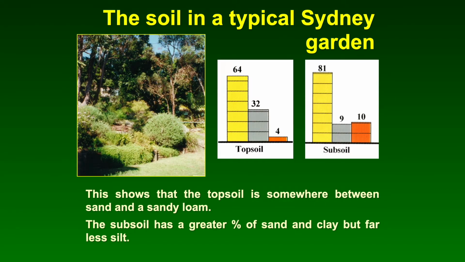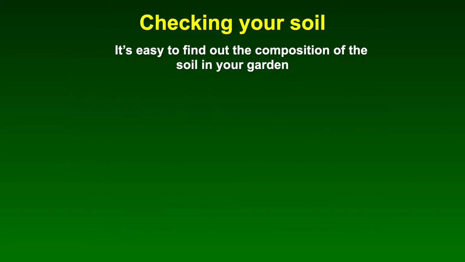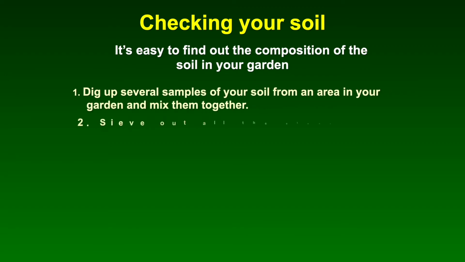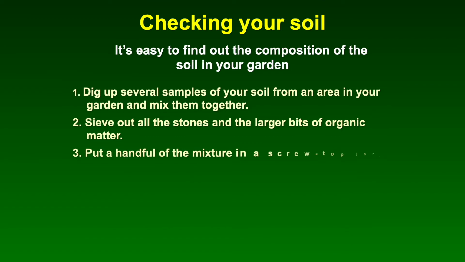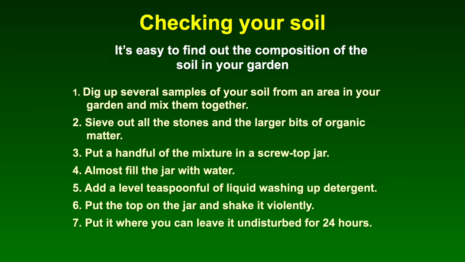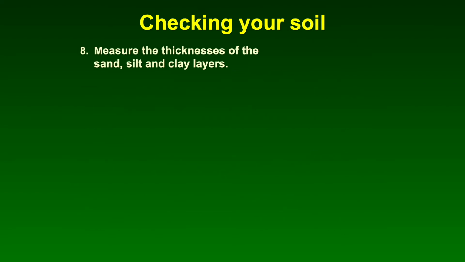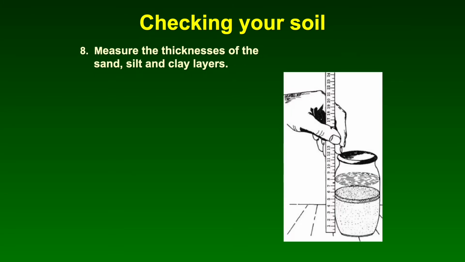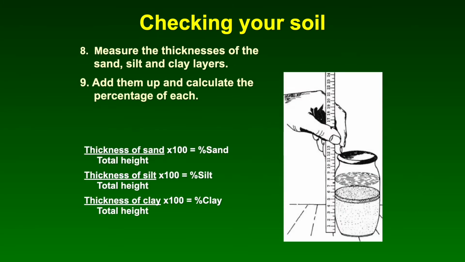The increased number of clay particles tends to cement the sand and silt particles together in the subsoil layer. You may have to do this in several places around your garden if your soil is variable. The results will give you some idea as to what you need to do to improve the texture of the soil to suit the types of plants that you want to grow. Generally, sandy soils are improved by the addition of compost. However, if your soil has a high percentage of clay, you may need to dig in some gypsum, clay breaker or sand, as well as compost.